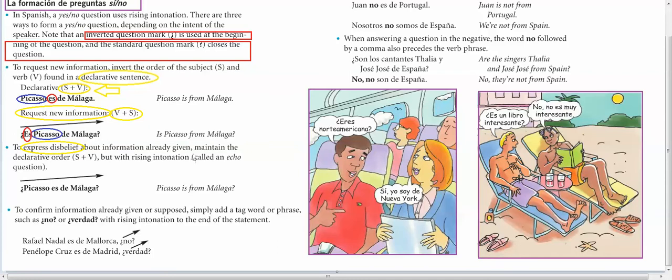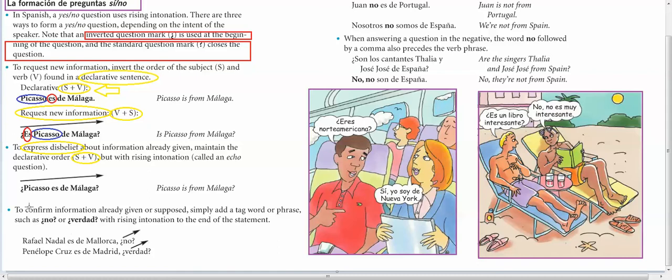If you want to express disbelief about information already given, you maintain the declarative order. You're going to keep the subject verb order when you're expressing disbelief, but with rising intonation. So, ¿Picasso es de Málaga? That means that you're just double checking. You're not sure you believe what you heard. Here you're asking for new information. You want someone to tell you yes or no, and here you're basically saying, like, I don't believe it. Like, wow, he really is.